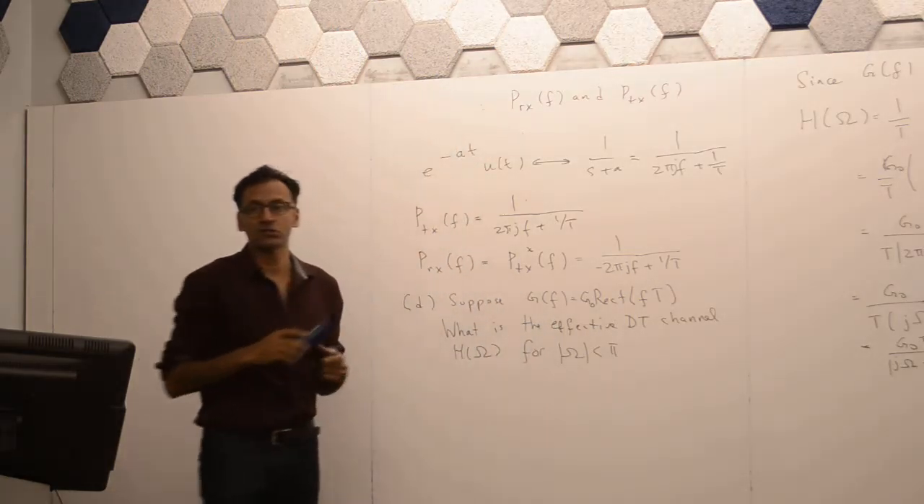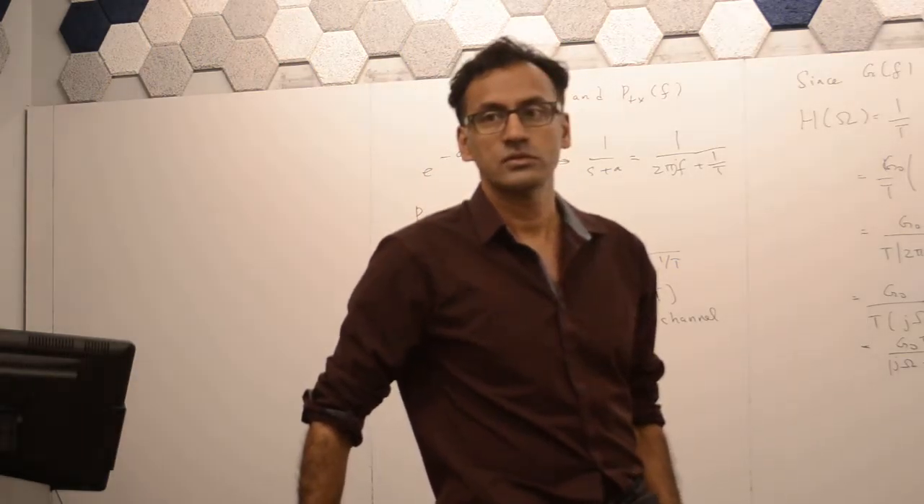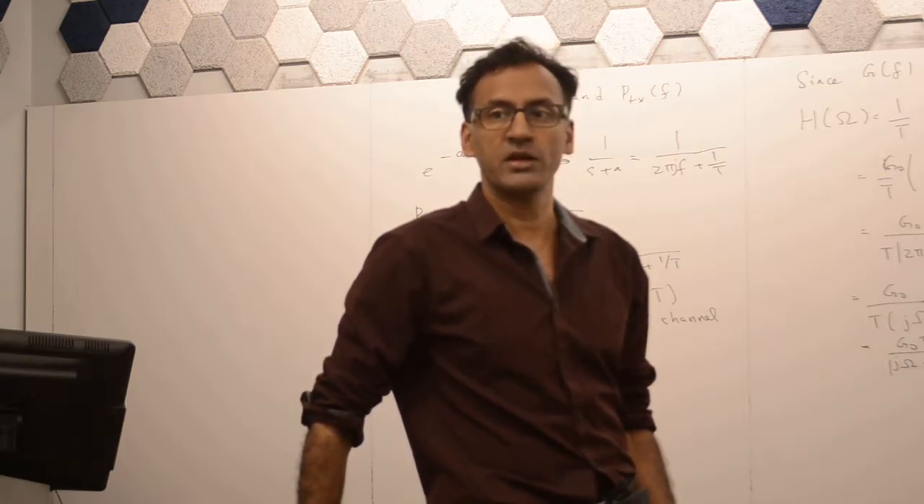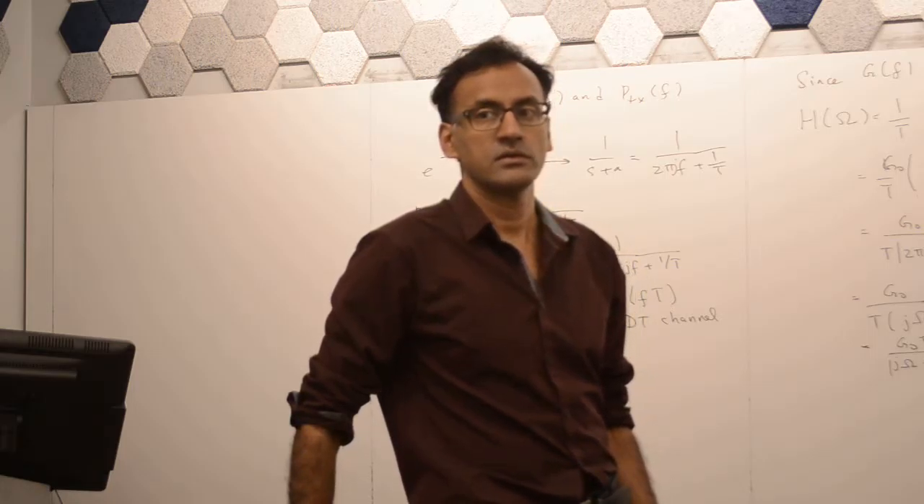I know that H of omega is not constant, but what is the main reason why it is not constant here? What is the formula or the function that made this not constant?